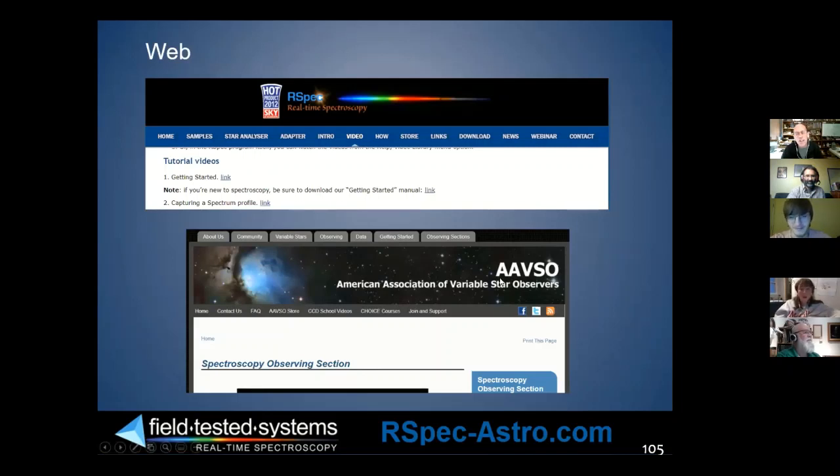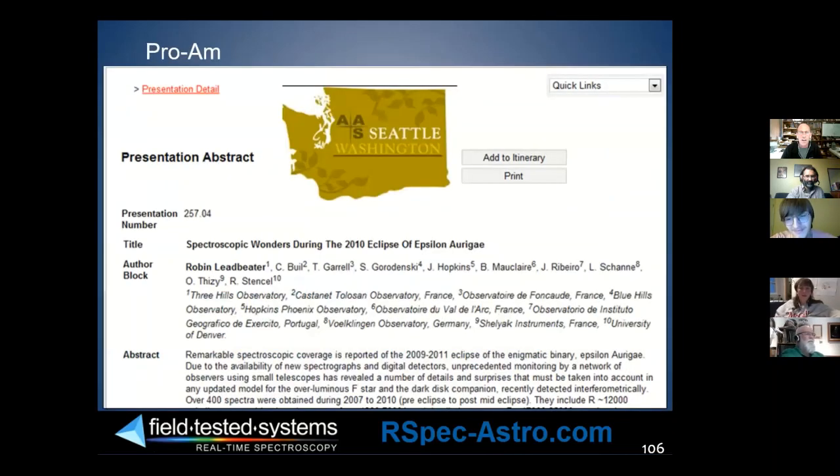The AAVSO is now doing, they have their own spectra database. There's a couple in the UK, there's one in France. So there's lots of interest in spectroscopy in the amateur world now. If you want to do pro-am work, there's opportunities to do that.